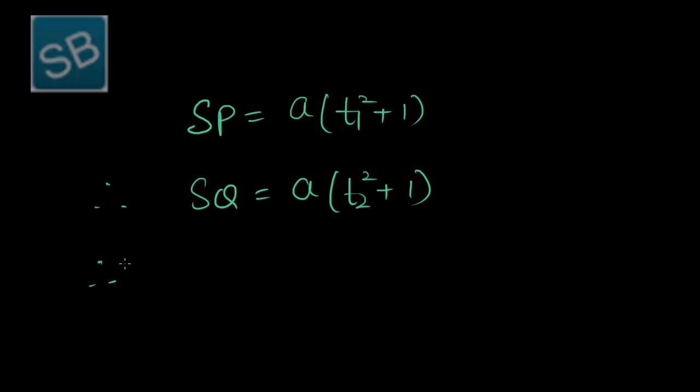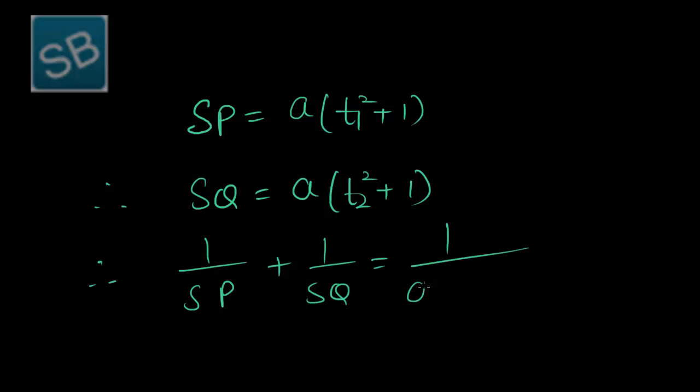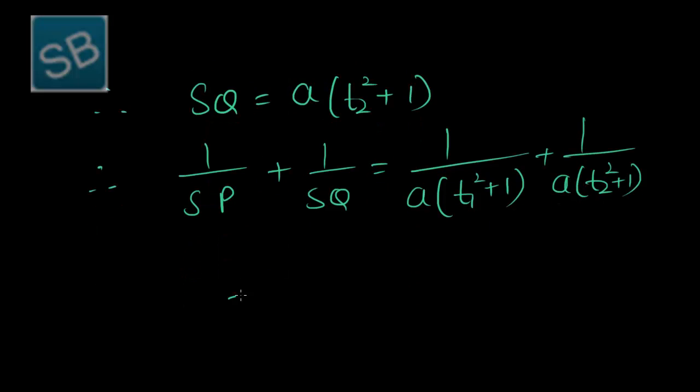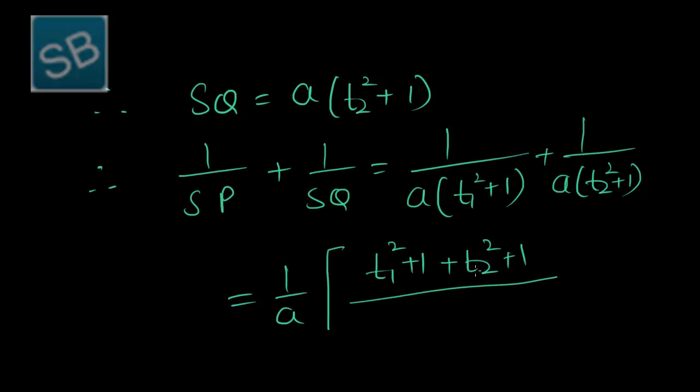Therefore, according to the question, 1 over SP plus 1 over SQ is equal to 1 over a(t1 square plus 1) plus 1 over a(t2 square plus 1). So we get 1 over a common out, and in the bracket by taking LCM we will get t1 square plus 1 plus t2 square plus 1 over t1 square plus 1 into t2 square plus 1.